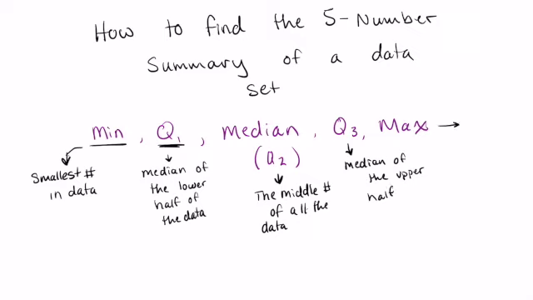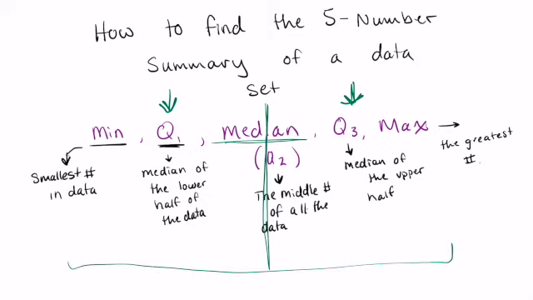And the maximum is the greatest, the largest. It's the greatest number. So keep in mind that whenever we have our data set, again, I want to order them from least to greatest. My median is going to cut my data set in half. So Q1 will be the middle number of the lower half, and Q3 will be the middle number of the upper half. The overall median, or Q2, is the middle number of all of the data.